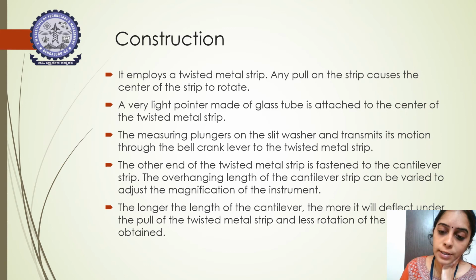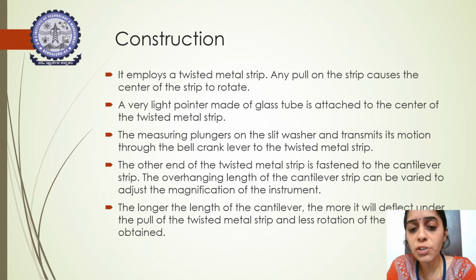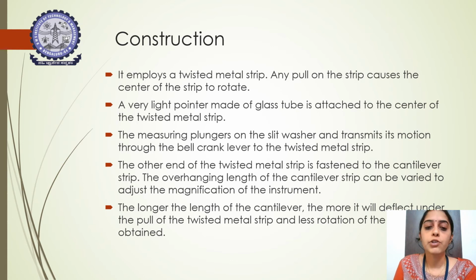Okay, in the previous one, which mechanism was it? The rack and pinion mechanism was being used, and here it is the bell crank lever mechanism which has been used to achieve the twisting of the metal strip. The other end of the twisted metal strip is fastened to the cantilever strip. The overhanging length of the cantilever strip can be varied to adjust the magnification of the instrument. The longer the length of the cantilever, the more deflection we can get under the pull of the twisted metal strip, and the fewer rotations we need.